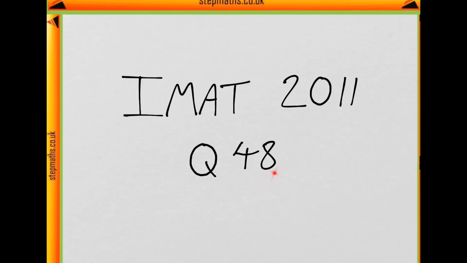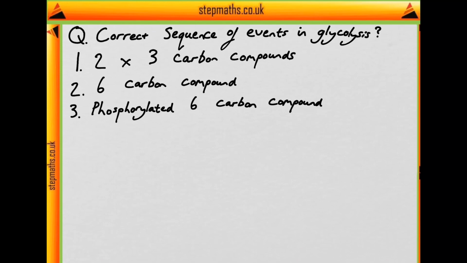This video is on question 48 from the 2011 IMAT paper. In this question we're asked to find the correct sequence of events in glycolysis given the three following events: 2 3-carbon compounds, a 6-carbon compound, and a phosphorylated 6-carbon compound.